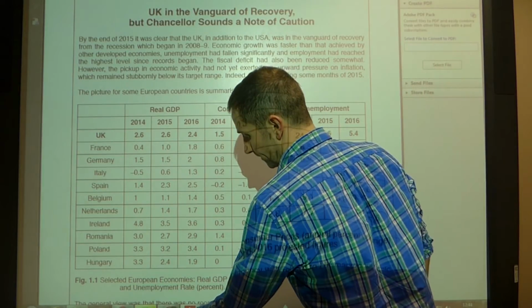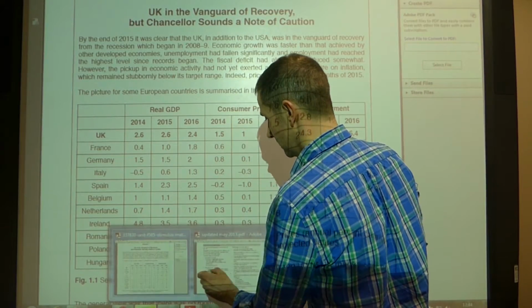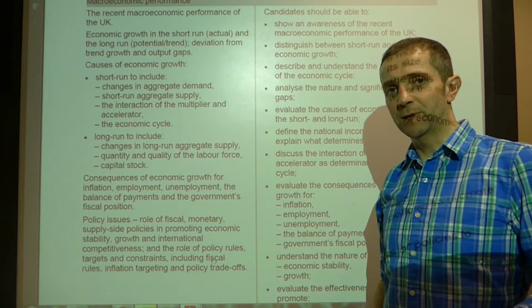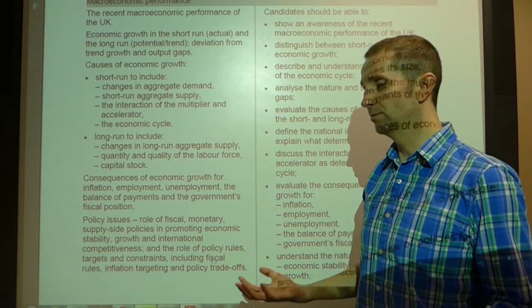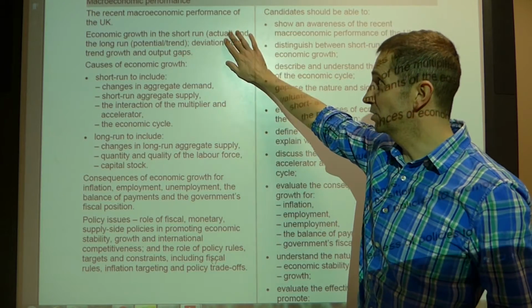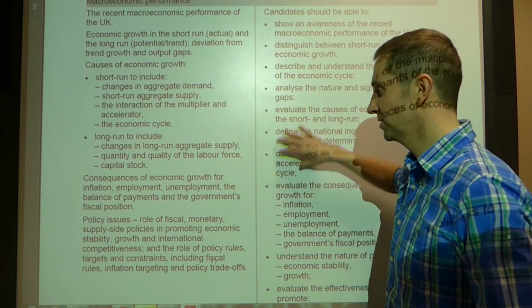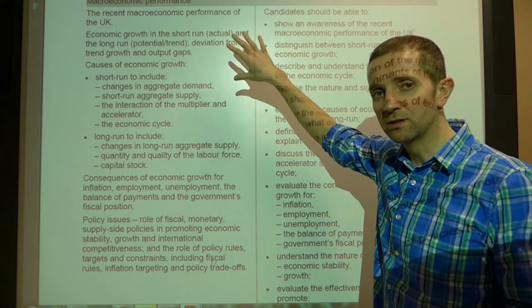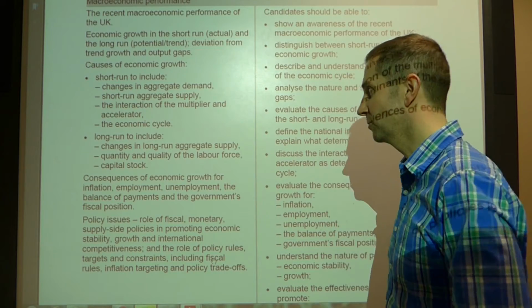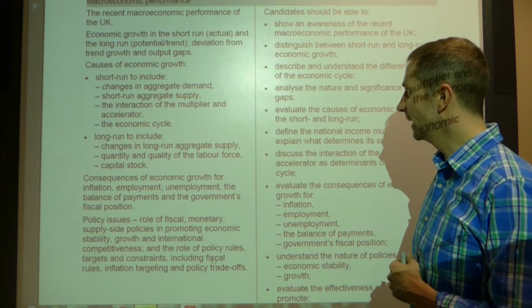So, you'll know that the area of the specification which is being assessed in Extract 1 is this section here on macroeconomic performance. This is the specification which you can download from the OCR website. I'm sure you've all got a copy anyway.